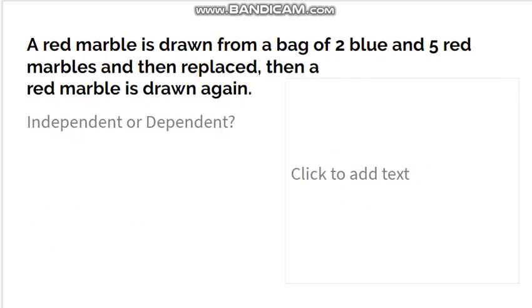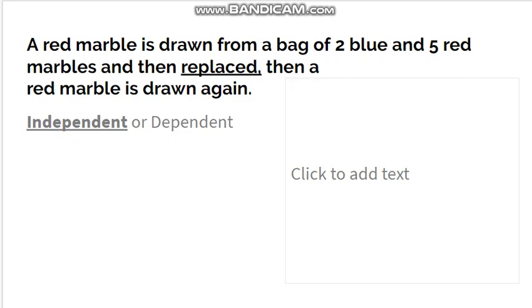A red marble is drawn from a bag of 2 blue and 5 red marbles and then replaced. Then a red marble is drawn again. Keyword here, replaced. So that makes these independent. We put it back. We're not changing the sample space.